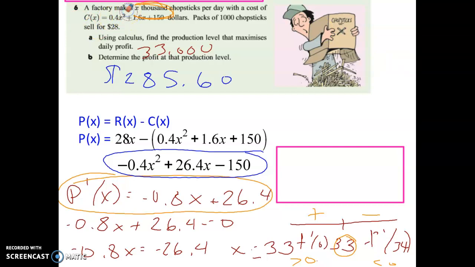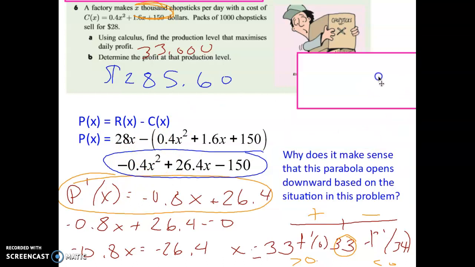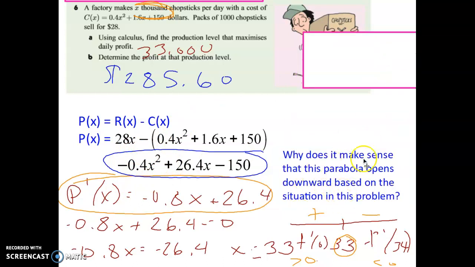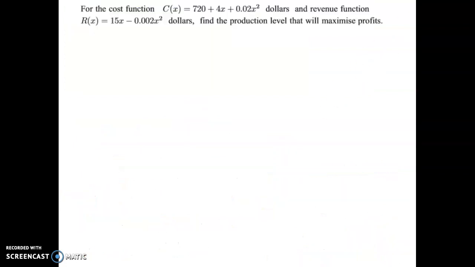Okay, so if we go back and look at the original equation, the profit equation, which is here, I see that the leading coefficient is negative, which means it's a parabola opening down. Now, why does it make sense that the parabola would open downwards based on the words in this problem? Well, it's a maximizing question, so it makes sense that we would have a maximizing value. The vertex ought to be on top, and so it makes sense that the parabola would open downward in this particular situation. All right, let's try one more.